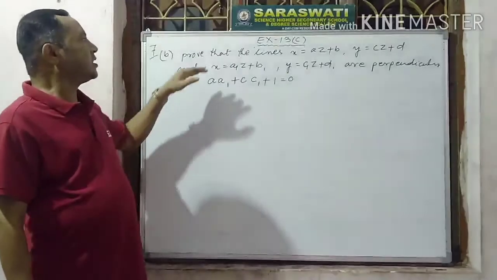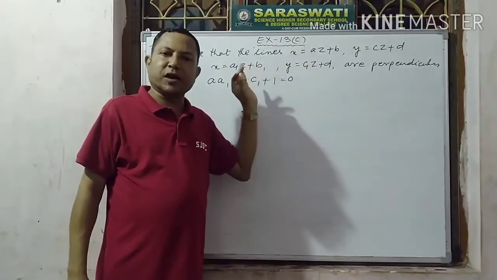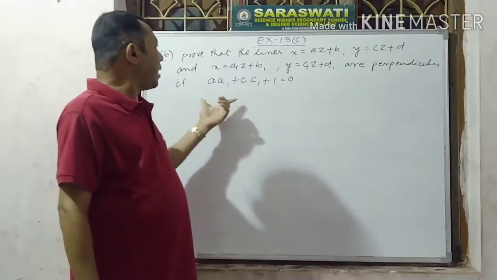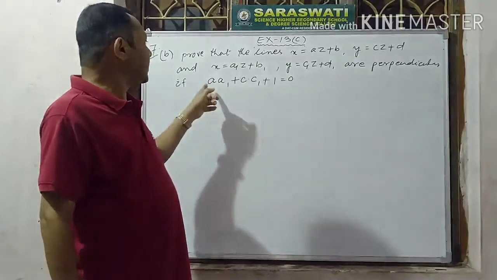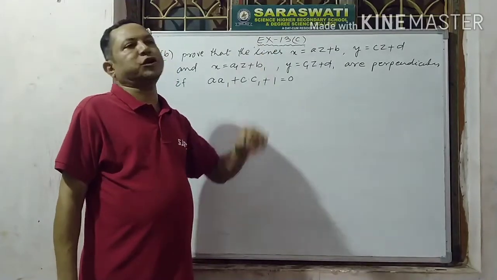That means these two lines are given, and they are perpendicular to each other. Then we have to show that this condition is true, that is, a a1 + c c1 + 1 is equal to 0.